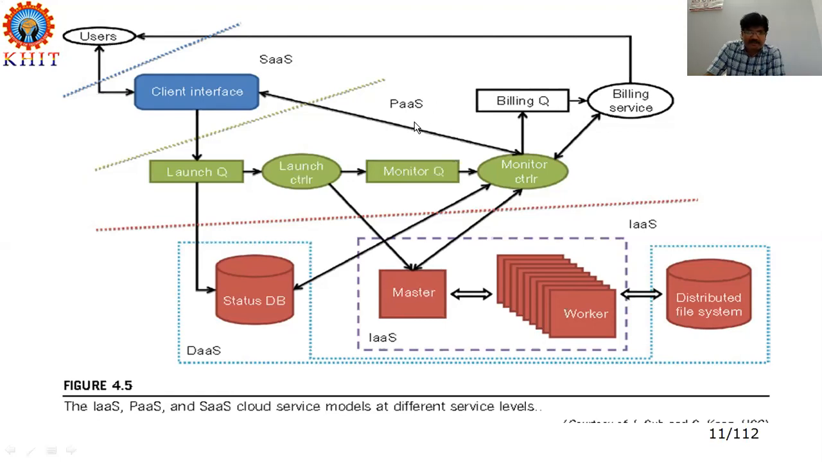Another one is PaaS, platform as a service. In platform as a service, say the end user has an application. He wants to host the application in a cloud platform. To launch his application, he needs one platform. For that, many cloud platforms are available.